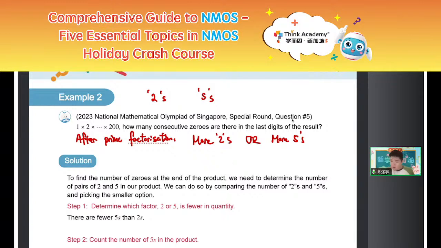Guys, which one will be more? After we do the prime factorization, we'll have more twos or we'll have more fives. All right, if you think the answer is 2, just type the 2. If you think the answer is 5, just type the 5. Let's see, what do you guys think?